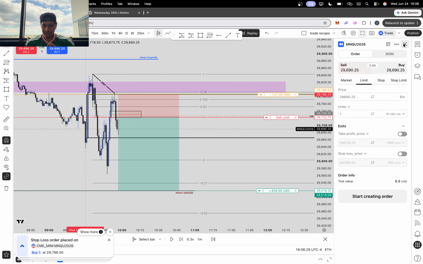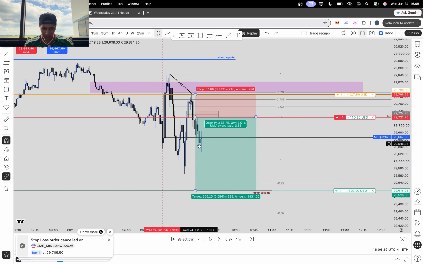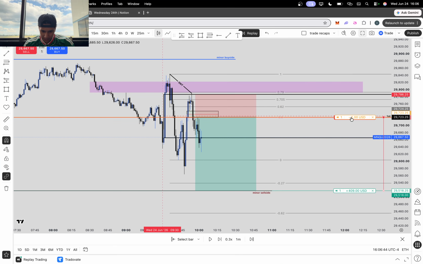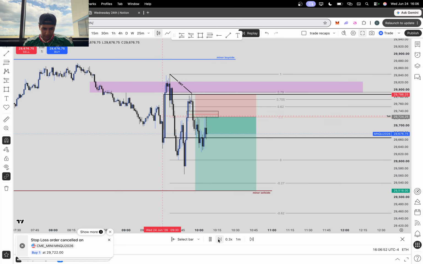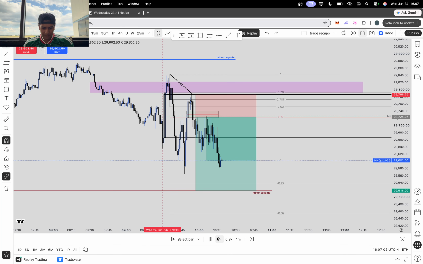Alright. So what happens? I set my limit at consequent encroachment. Get tagged in. And as soon as we close below here, I was confident enough to move my stop loss to break even. Maybe I did not do that. I think I waited for this swing low to get closed under. And then I ended up taking profit around here.